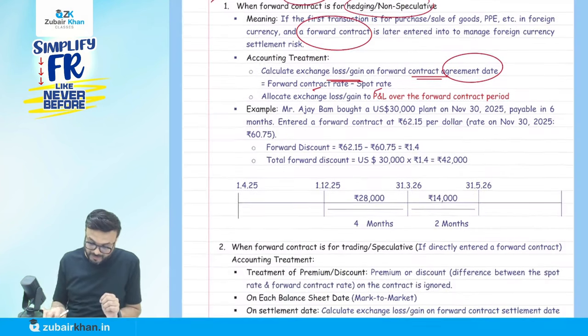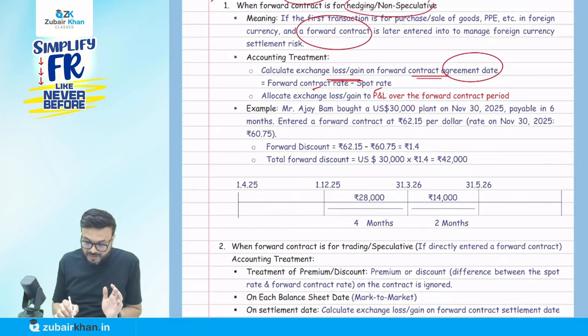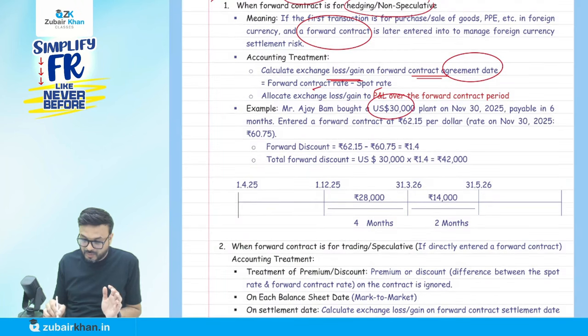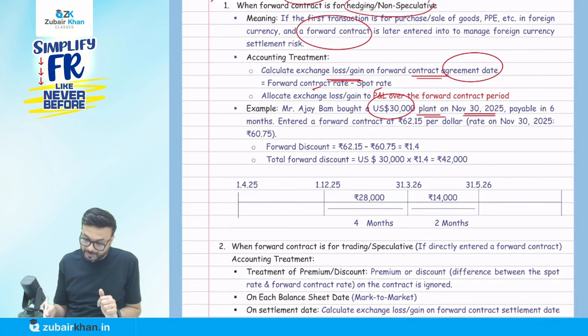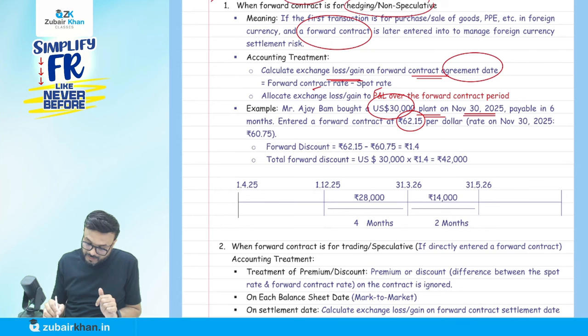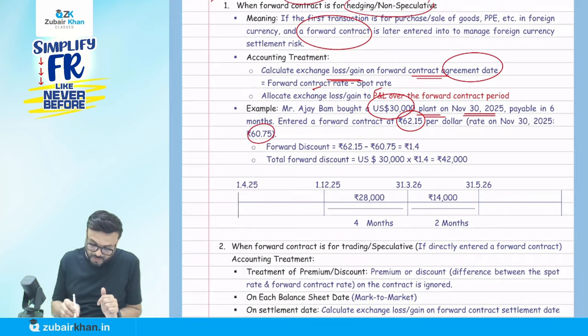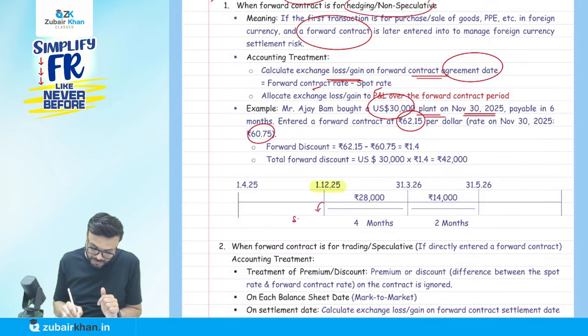So for example, Mr. Ajay Bam bought a $30,000 plant on 30th of November 2025, payable in 6 months. He enters into a forward contract at 62.15 per dollar. The rate on 30th of November is 60.75. Now understand, we purchase the plant on which date? 30th of November. So here the spot rate was 60.75.